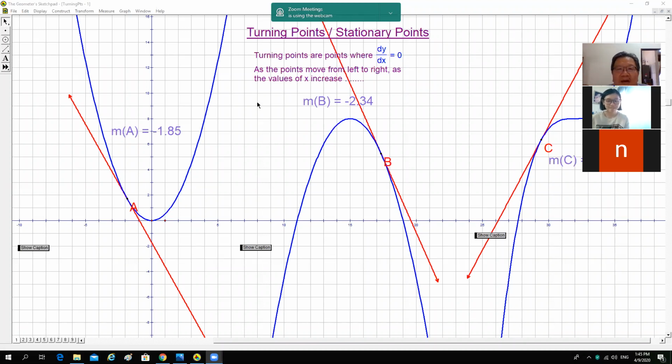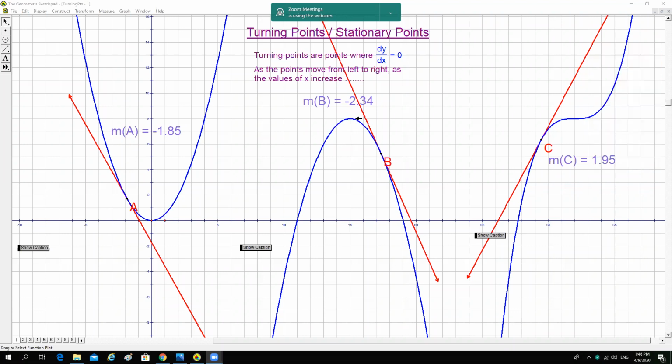Okay, today we are going to learn about turning points. Another name for turning points, they are called stationary points. Okay, what are stationary points? Let me list out all the stationary points. You look at this graph A, the stationary point is the minimum point here. If you look at graph B, the stationary point or turning point is the maximum point.